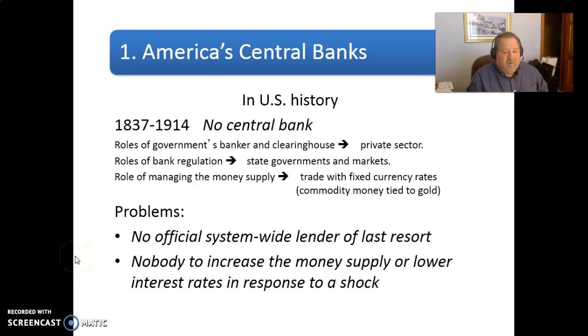Two of the problems that surfaced when there was no central bank were, first, there was no official lender of last resort. So think back to the 2008 crisis. Had there not been a Federal Reserve to inject capital into the market, the crisis would have been much worse than it was. Also, there was nobody to increase the money supply or lower interest rates when that was desperately needed to stimulate the economy.